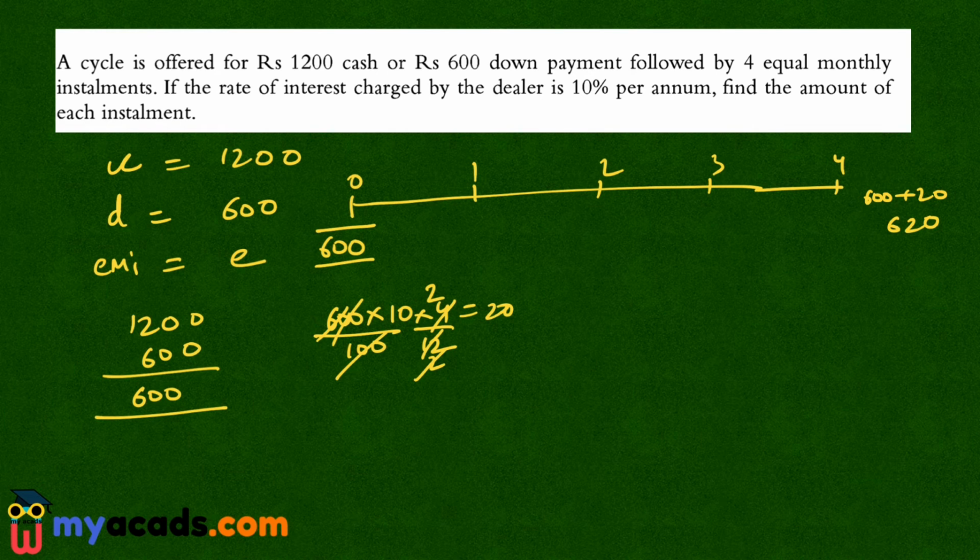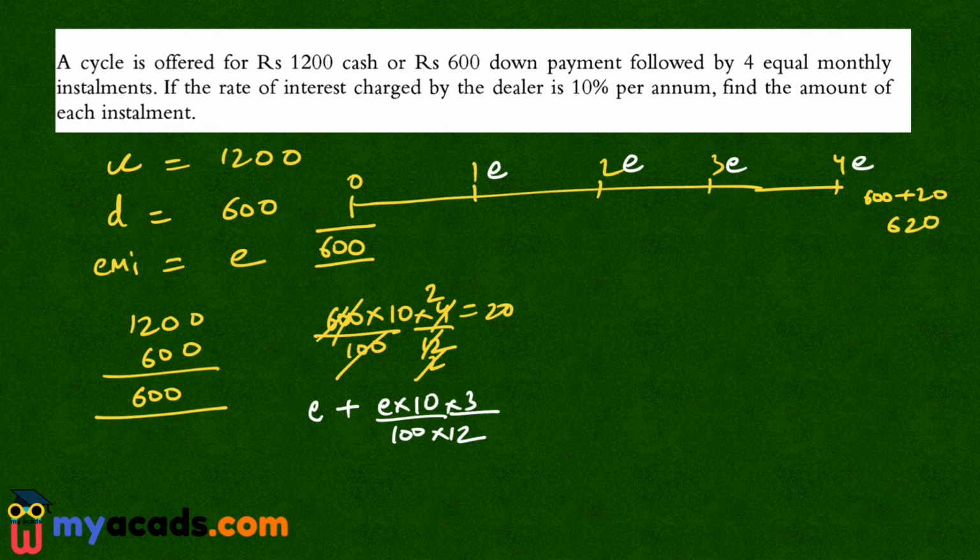Now this 620 rupees I am paying in the form of 4 EMIs. One EMI after 1 month, second EMI after 2nd month, third EMI after 3rd month, and fourth EMI after 4 months. Now when I pay this EMI to the shopkeeper, the shopkeeper can earn interest on this EMI. Shopkeeper will earn interest for 3 months. So the effective money that I have paid to the shopkeeper is E plus 3 months interest on E. So E into rate of interest 10%, and my time is 3 months, so 3 by 12.